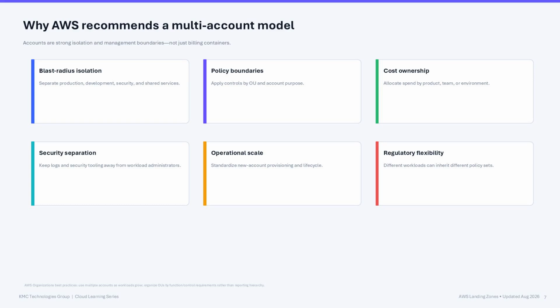Why not keep everything in one AWS account? Because accounts are powerful isolation boundaries. A mature landing zone separates production, non-production, shared infrastructure, security, and sandbox use cases. This reduces blast radius, simplifies cost ownership, allows different policy sets, protects central logs and security tooling, and makes account provisioning repeatable. AWS recommends designing OUs around function and common controls, not around the company org chart.